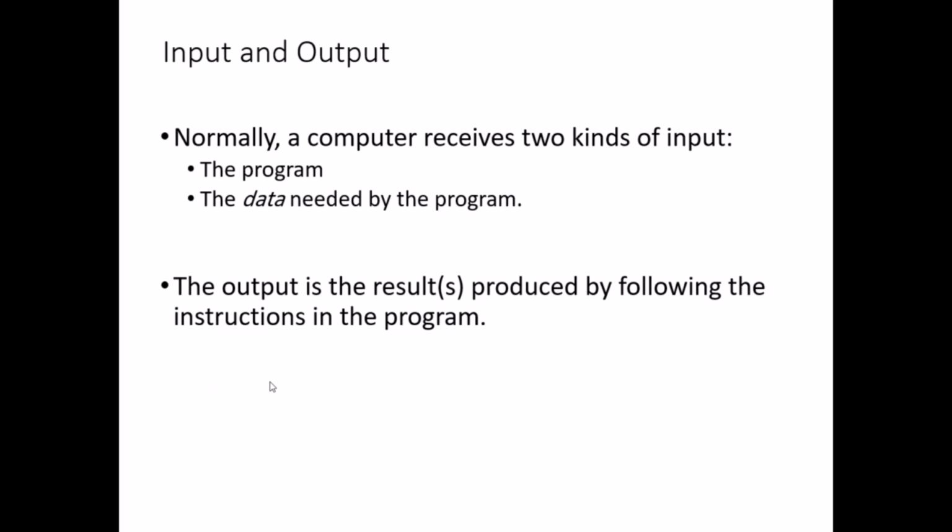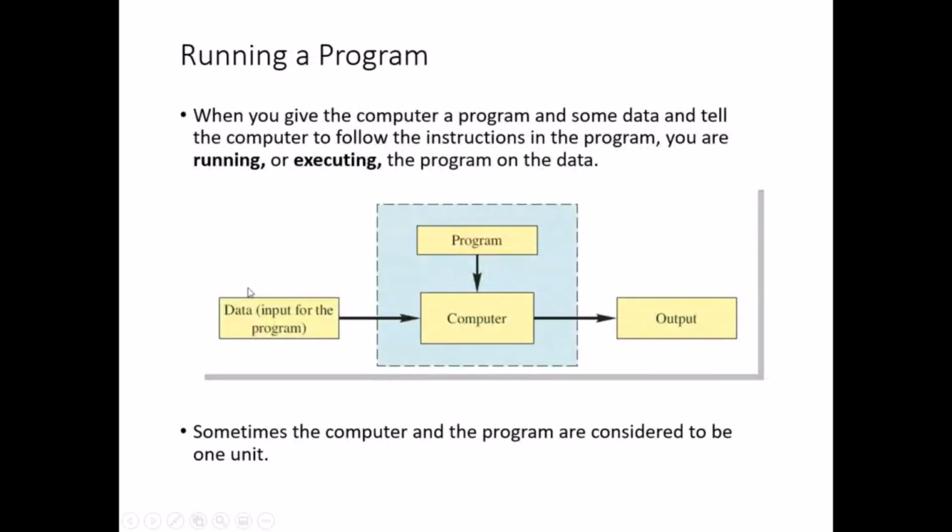Every program, when the computer wants to run it, must have data. So when computers want to run a program, they receive the program, and in addition, they receive the data. The results that programs give us, either as a message on the screen or a report, whatever it's called, is an output.